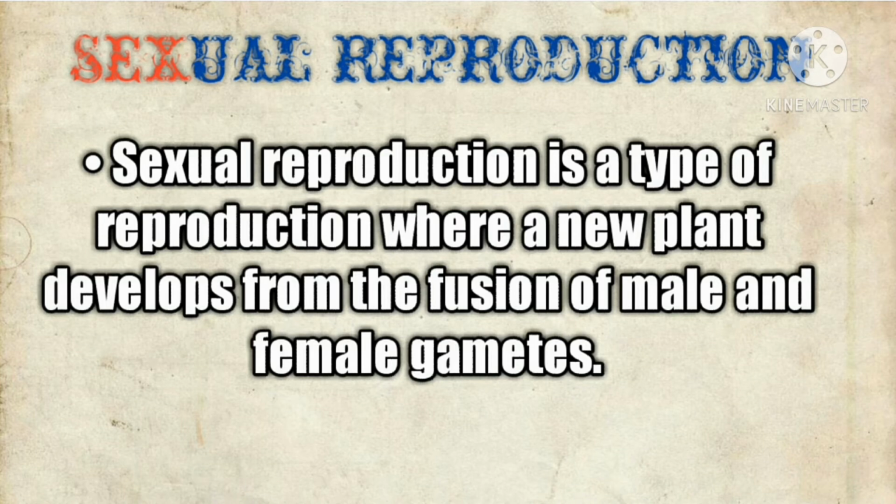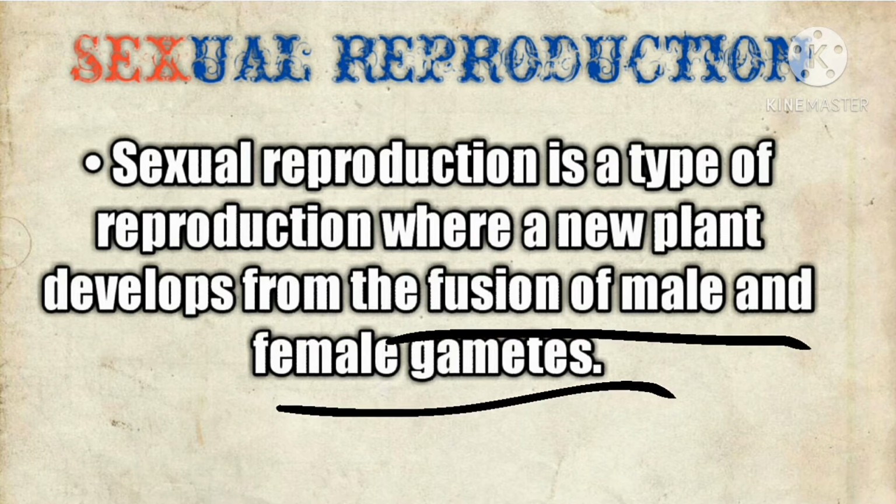Next is sexual reproduction. So what is sexual reproduction? It is a type of reproduction where a new or baby plant develops from the fusion of male and female gametes. What is the meaning of fusion? Fusion means when male and female gametes combine together.